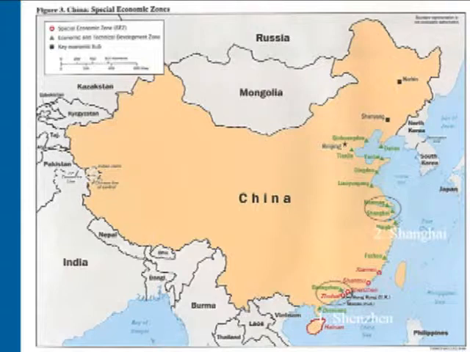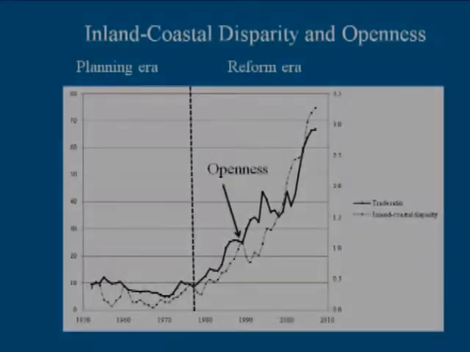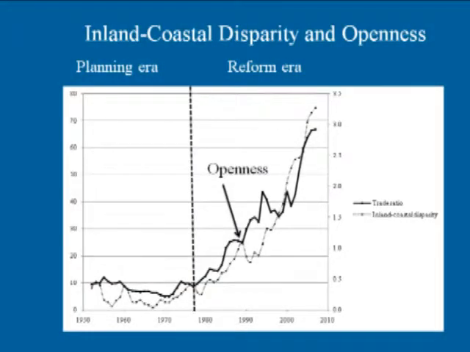After that, Pudong, one of the districts in Shanghai, was earmarked as a special economic zone. You can see the big impact of the policy change. And if you look at the indicators, inland-coastal disparity and a measure of openness, that is the trade ratio, trade volume in total GDP, you can see across the whole period there's co-movement of the two series.